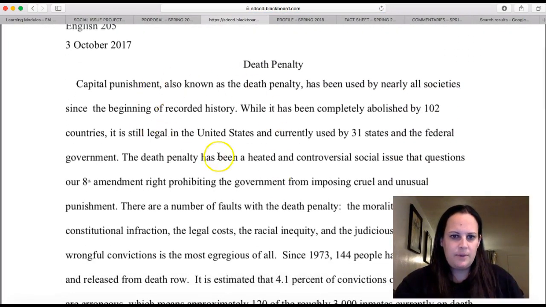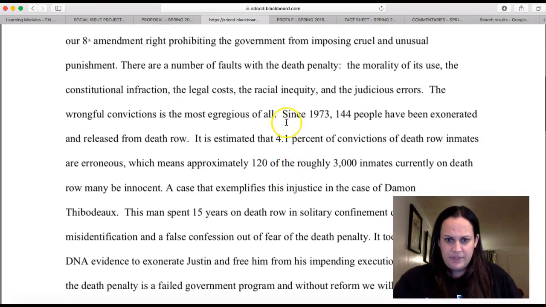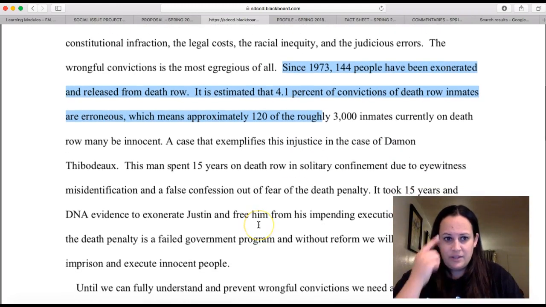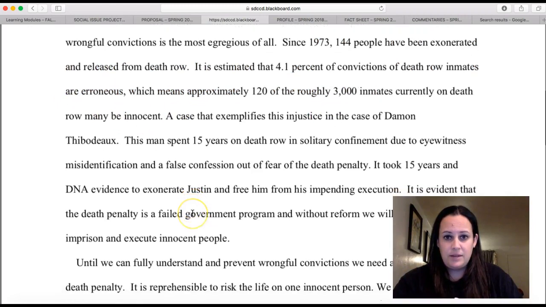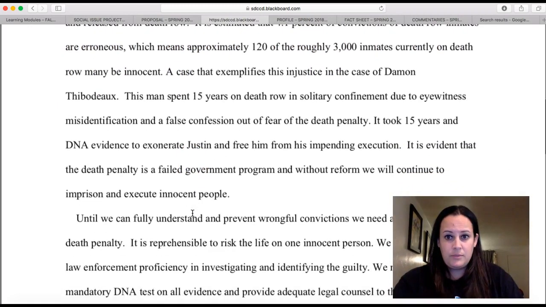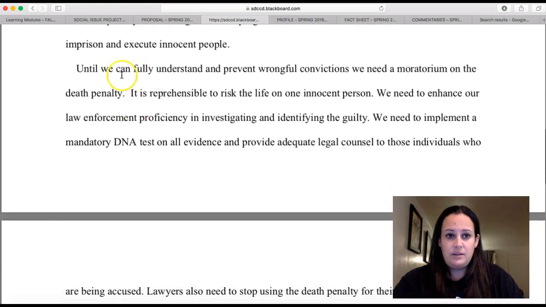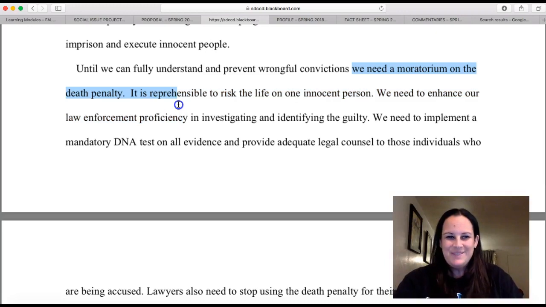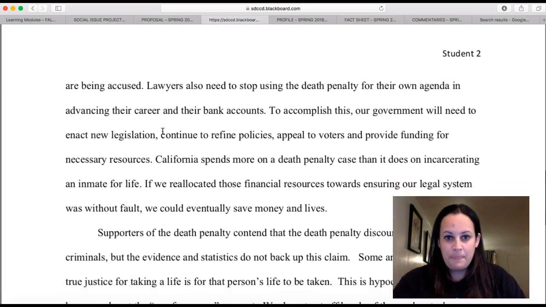So she starts off talking about capital punishment. She talks a little bit about the history of it. Since 1973, here's her precedent. 144 people have been exonerated and released from death row. Convictions are erroneous, right? Terrible, terrible. She starts talking about a specific person. She says we need a moratorium, excuse me, on the death penalty, and then she gets into her opinion here.